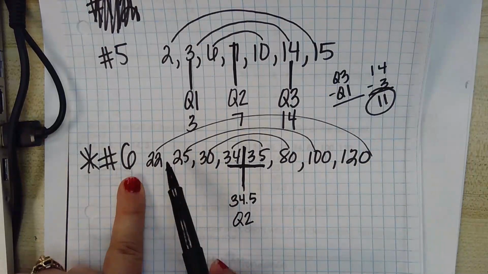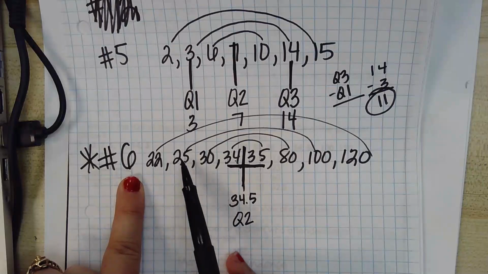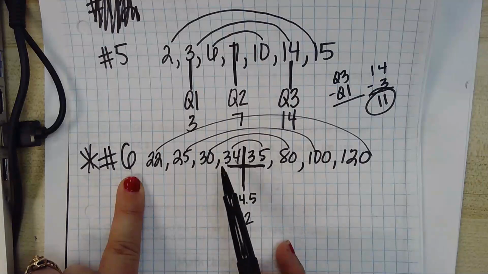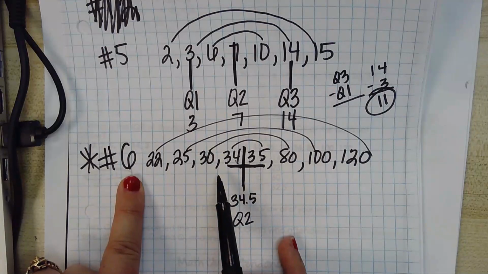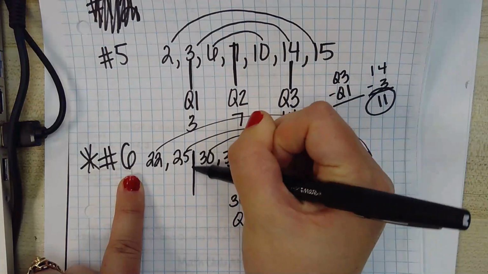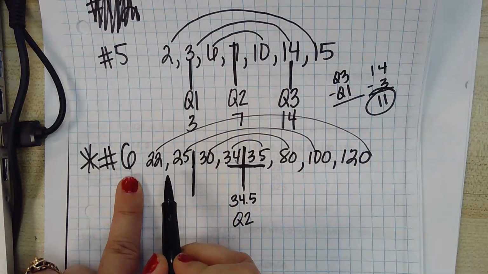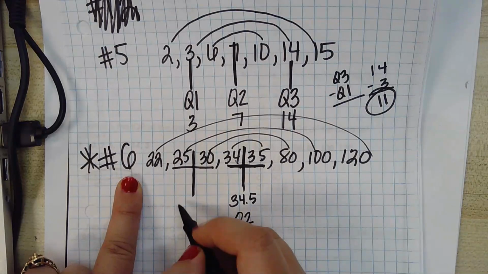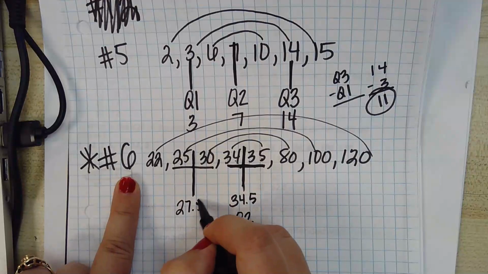In the lower, we have 22, 25, 30, and 34. Well, when I look here, guess what? It's not an exact middle. It's in between 25 and what? And we have to do it again. 25 plus 30 divided by 2, and you get 27.5, and that's going to be our quartile 1.